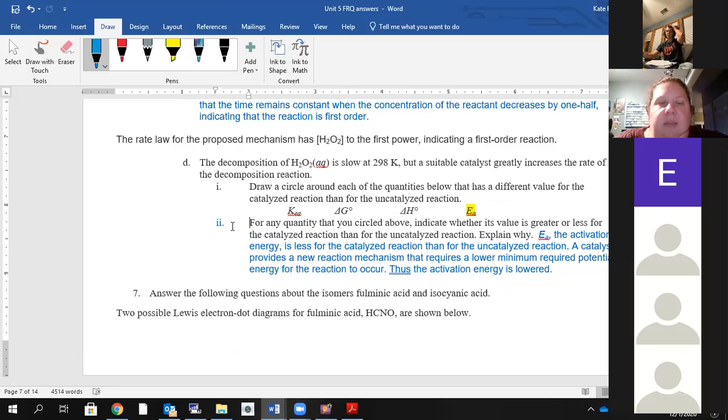So the only thing that a catalyst is going to change is the activation energy. And that's what that little Ea means. K is about equilibrium and delta G is a thermo thing. We haven't talked about that yet. And we talked earlier about how delta H is the difference in energy between the reactants and the products. So that's not going to change when you add a catalyst. Thank you. Yep.